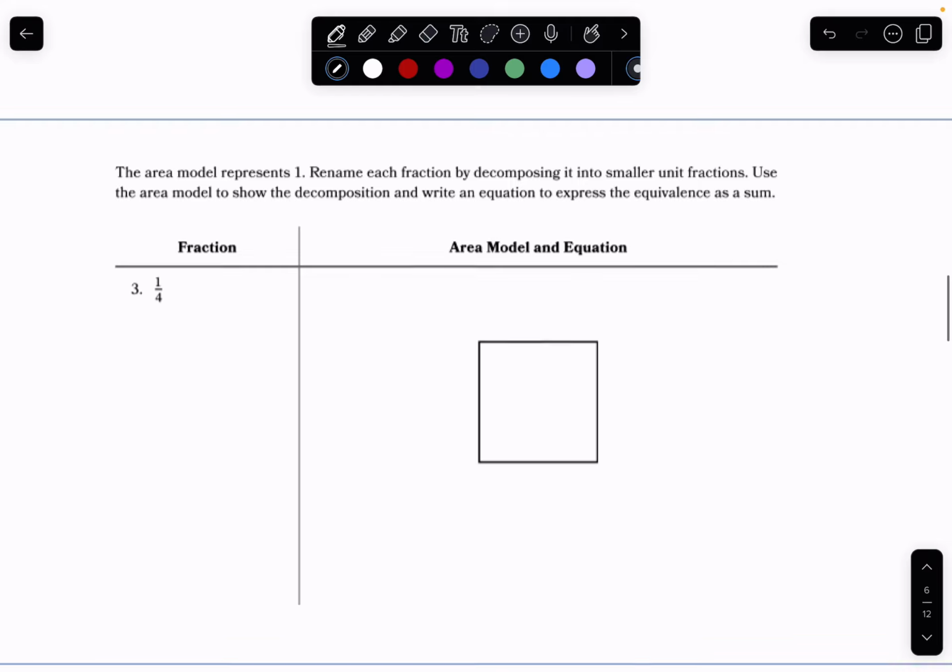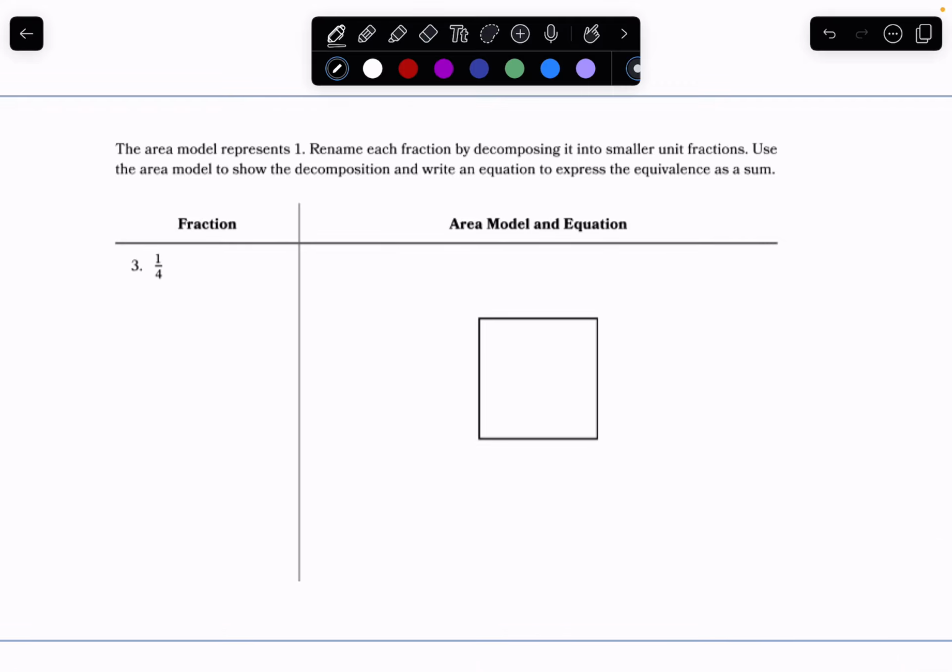Let's scooch down and talk about an area model. This one might be a little bit easier for you to see. What we're going to do is start by shading in our area model to represent 1/4. So the area model represents one whole, and it's asking us to rename each fraction by decomposing it into smaller unit fractions. Use the area model to show the decomposition and write an equation to express the equivalence as a sum. So here's our square.